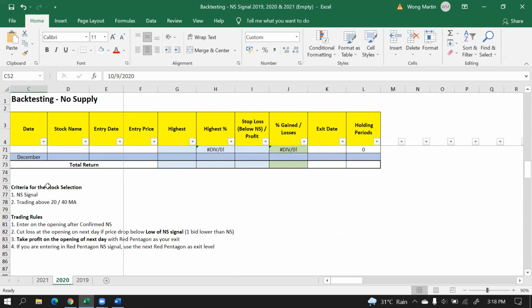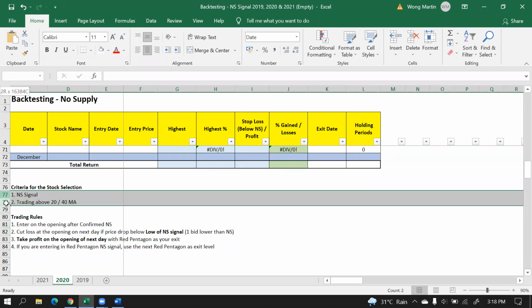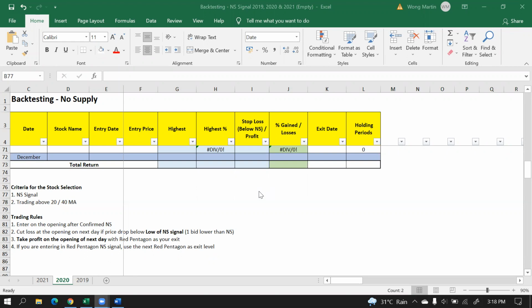Now the criteria for this is that, of course, first of all, we must have NS signals, and it is trading above the 2040 MA. I also try my best to look for green Pentagon NS. Of course, you can trade the red Pentagon NS, but for new members, or those who are totally new in trading, you all focus on green Pentagon NS first, because red Pentagon NS sometimes might mean that there is a deeper pullback, or maybe the stock breaks out, makes a deep pullback before it goes sideways again.